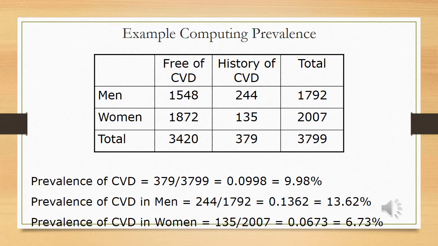So in this case, as we can see the differences here, when you're asked for the prevalence of cardiovascular disease in general, we use the total number of individuals that are present in the study. However, when it becomes more specific, for example, the prevalence of cardiovascular disease in men, then we use the total number of men that are involved in the study.